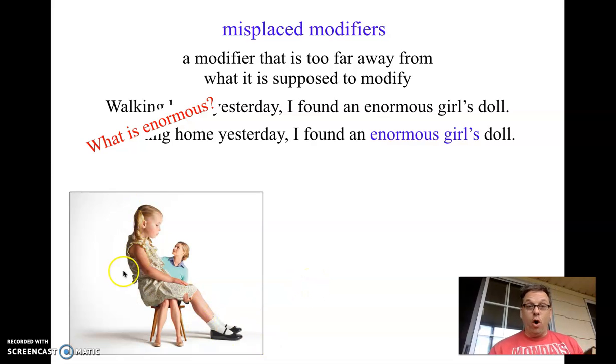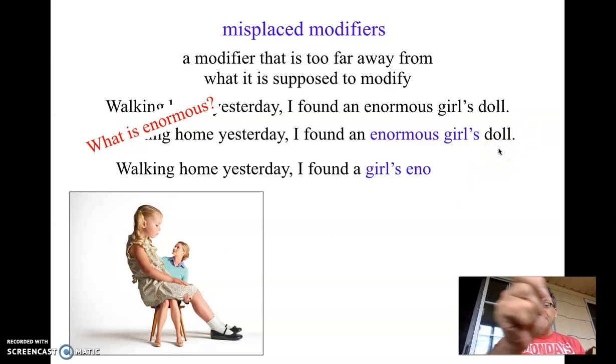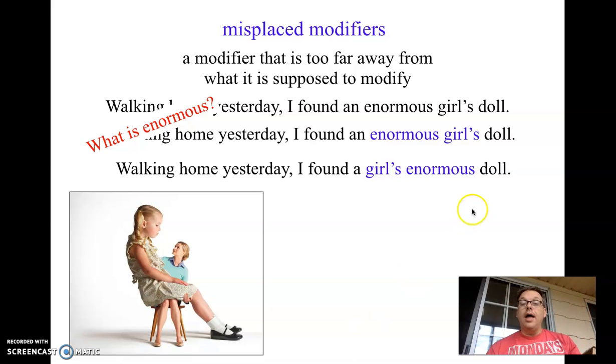So I found an enormous girl's doll. That's probably not the intended meaning. The writer of this sentence is probably not trying to say that the girl is enormous, but that the doll is enormous. So we need to change it. Walking home yesterday, I found a girl's enormous doll. A doll for a girl, and the doll happens to be very large. This switching of modifiers is very common for misplaced modifiers, and very common for both native English speakers and those whose first language is not English.